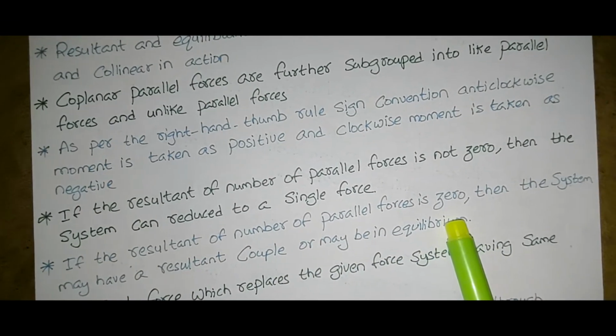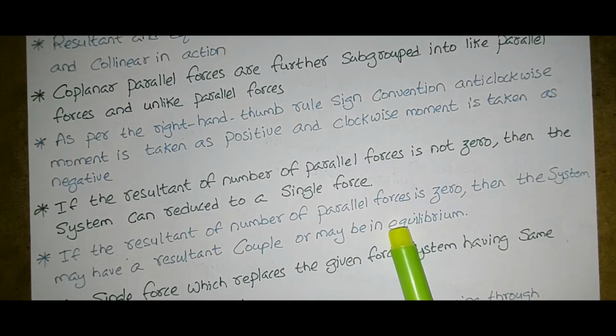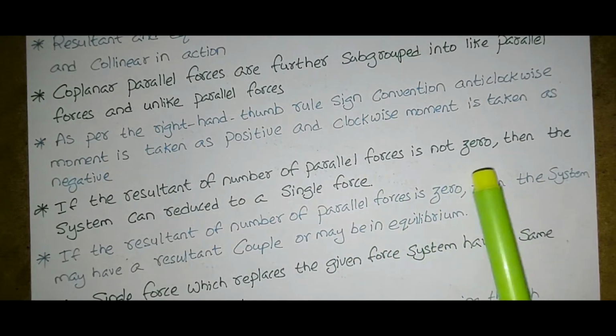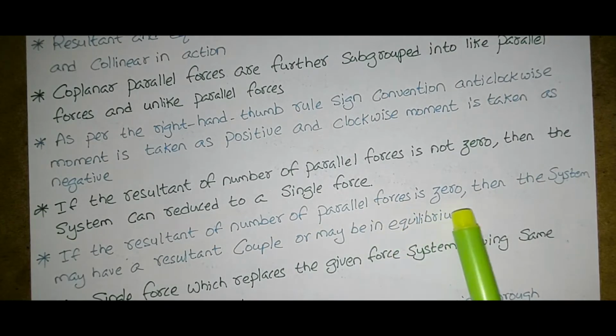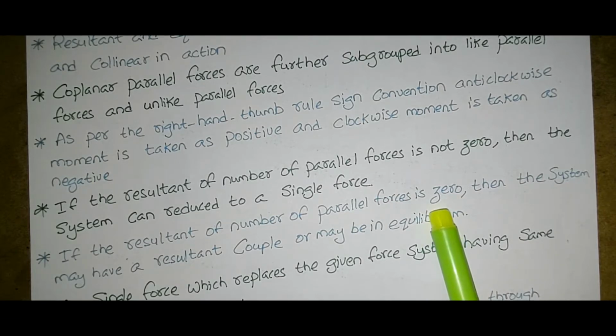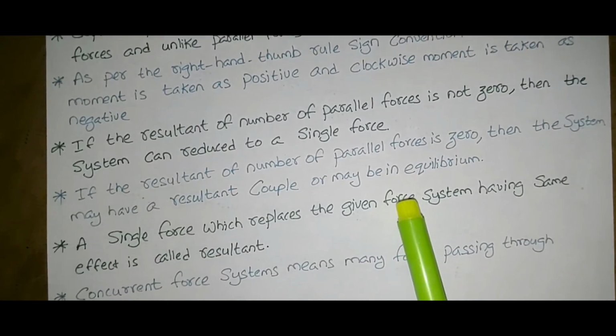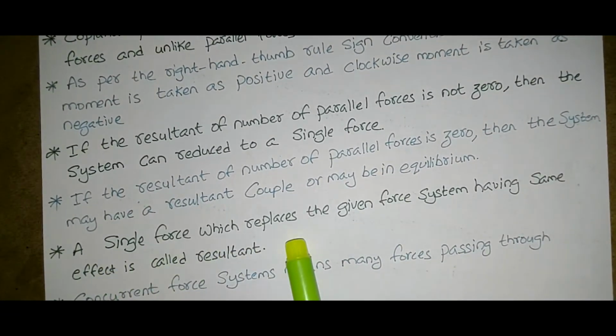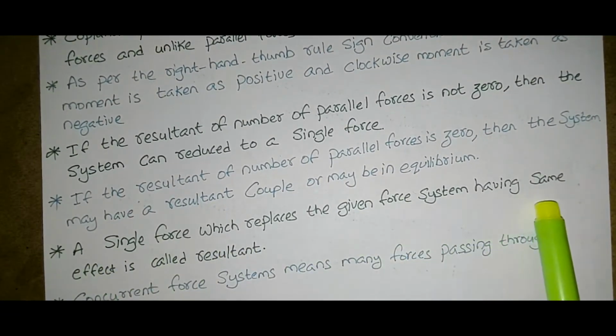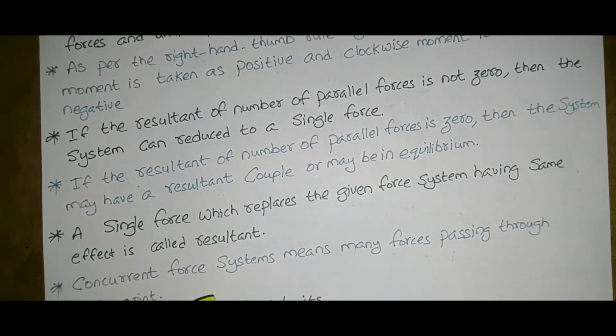See, in both the statements we can say there is a slight difference. Here the resultant of parallel forces is not zero, but here it is zero, so it makes a lot of difference. So we have to read the question properly, then only we can go for the correct option. Next, a single force which replaces the given force system having the same effect is called a resultant. This is the definition of resultant.